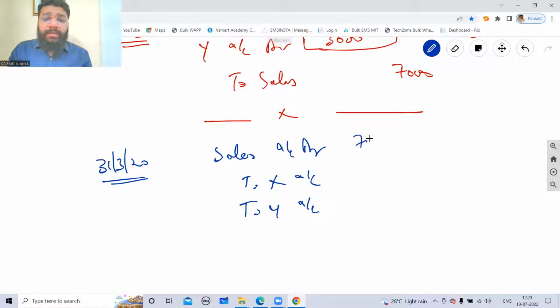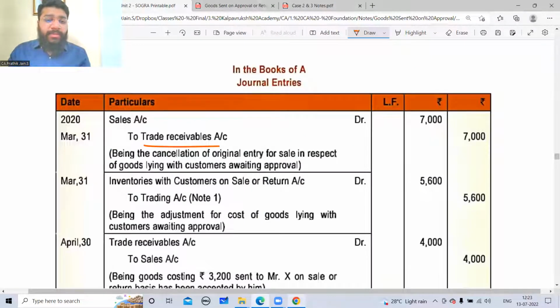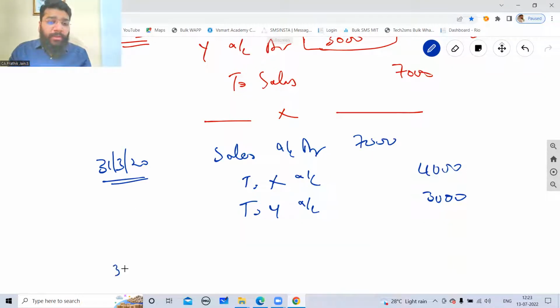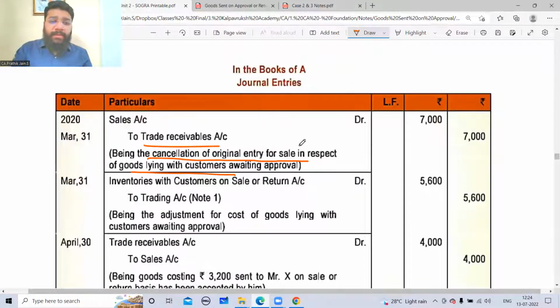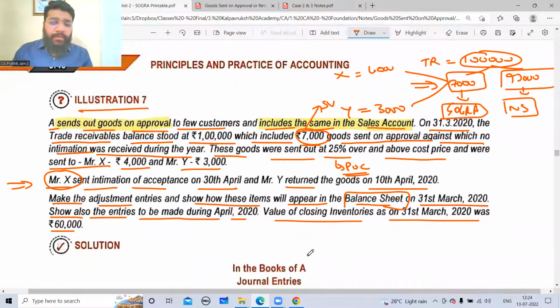So 7,000: 4,000, 3,000. This is the cancellation of the original sale entry because the goods are still lying with the customer for approval. Then on 31/3/2020, we have to record the inventory with customer. So inventory with customer account debit to trading account. Guys, 7,000 rupees is my sale price.